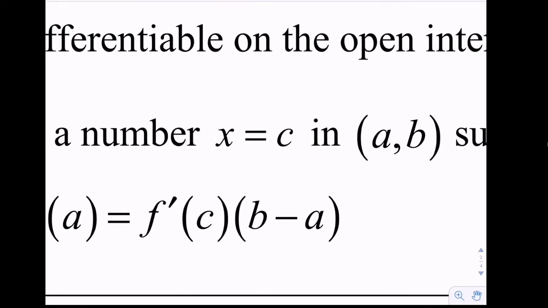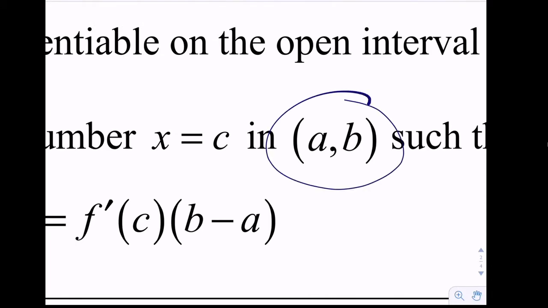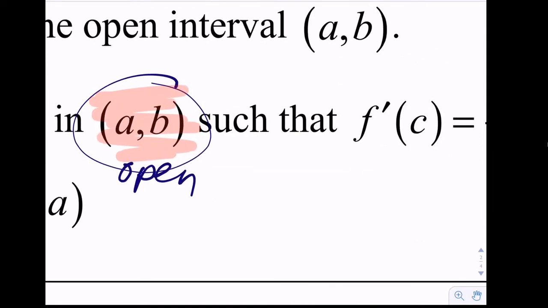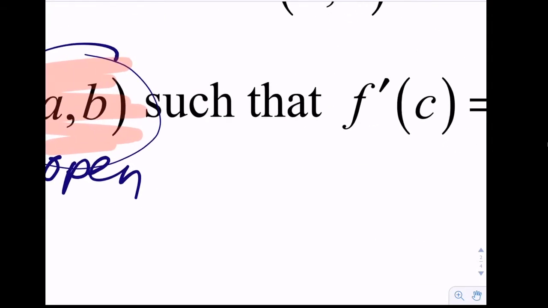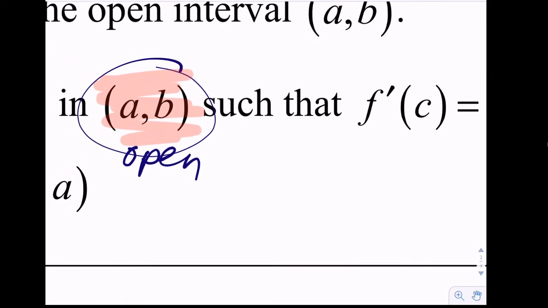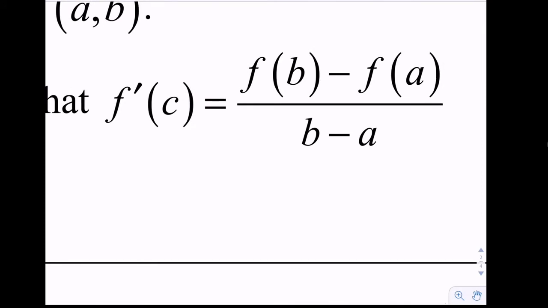There is a number x equals c in where? Open interval. That's super important still. There has to be a time between the start and finish. There has to be an x value between the a and b, strictly between a and b, such that not f prime of c equals 0. If you put a 0 at the end of that equation, you have Rolle's theorem. Here's what he says. Such that the derivative at that moment equals not 0, but this.